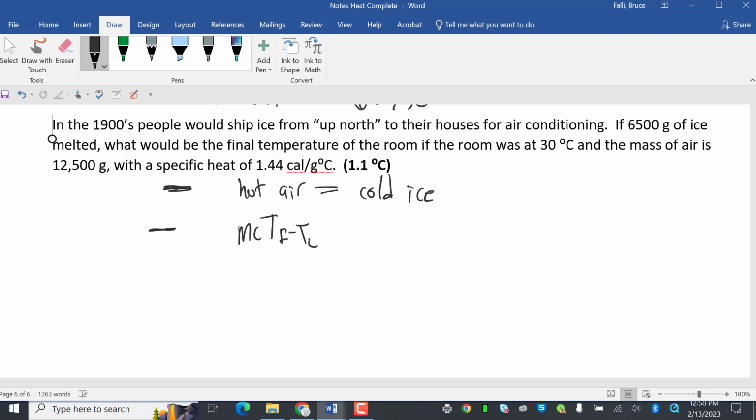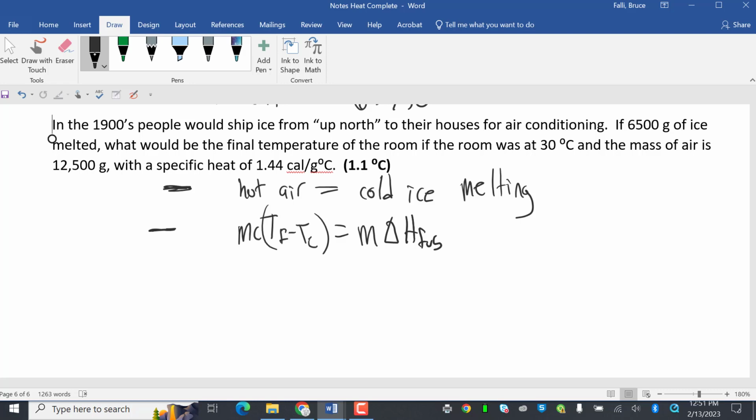So T sub F minus T sub I equals MC T sub F minus T sub I. But, oh no, if you copy that down, you're going to hate it. I've got cold ice, but my ice is not MC delta T'ing it. My cold ice is melting. Oh no! So the energy change is not MC delta T, it's M delta H fusion. So all that energy is going to come from the melting ice.